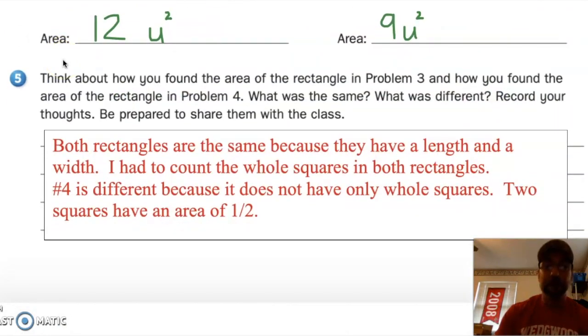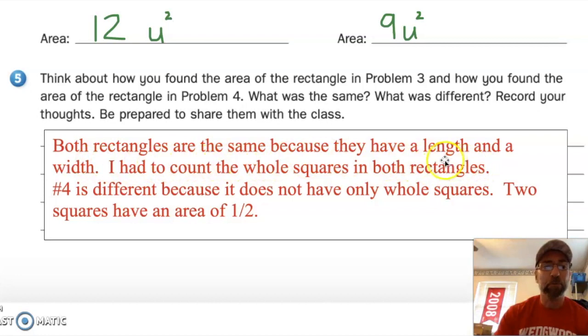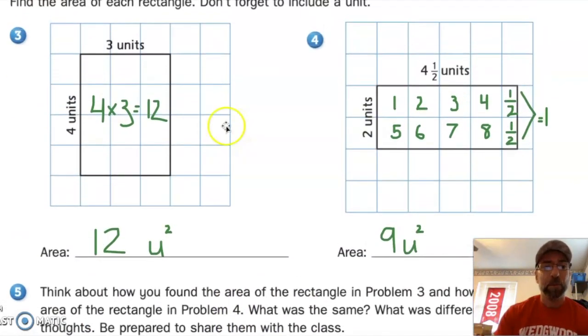Here's what I put for number 5. Maybe you put something very similar. Both rectangles are the same because they have a length and a width. I had to count the whole squares in both rectangles. So my whole squares, I wanted to count them first to make sure that I took care of that.